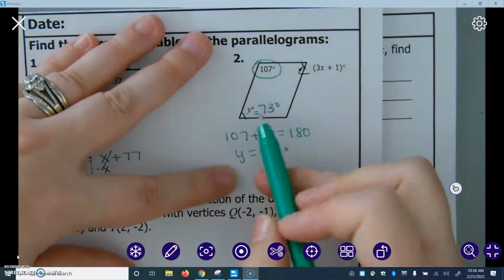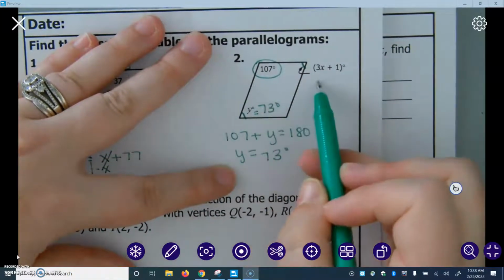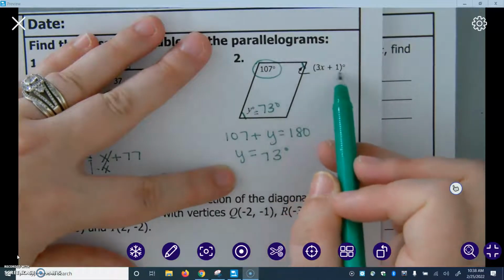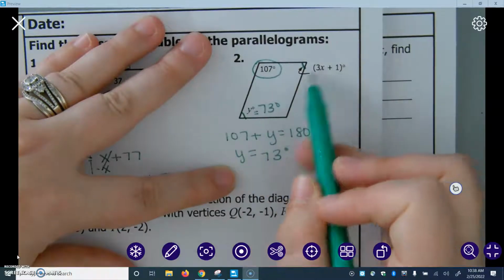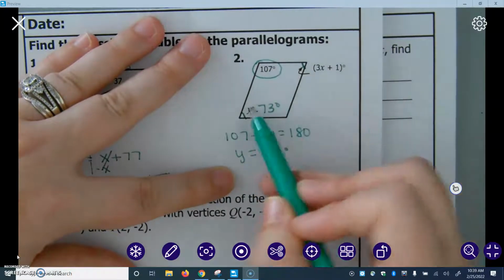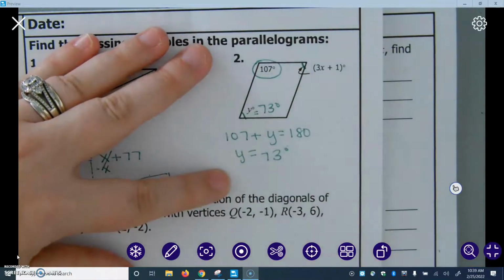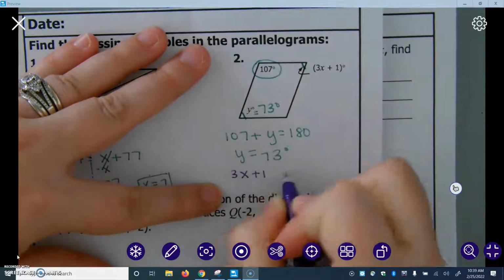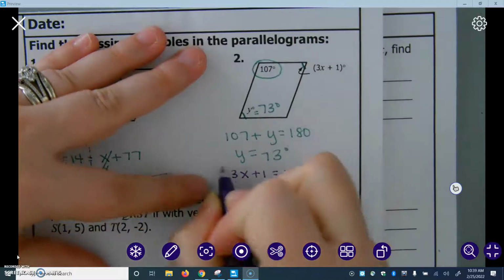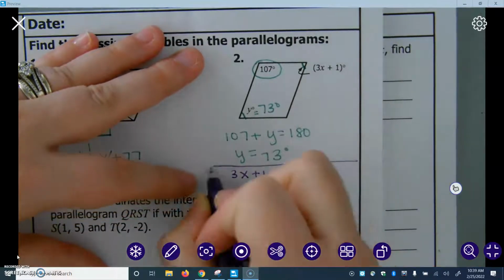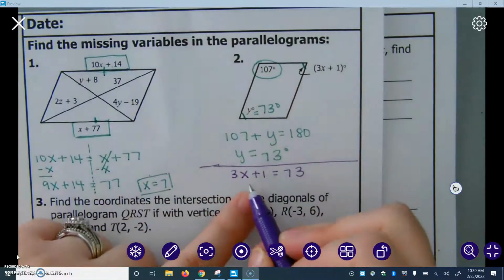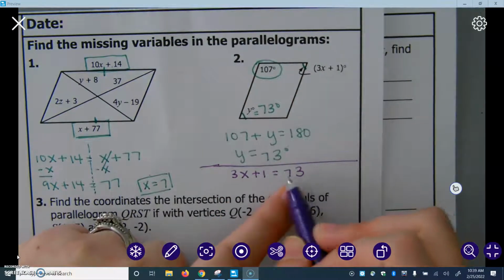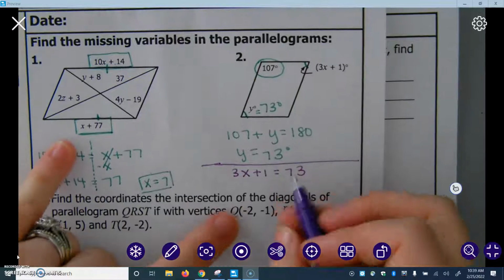So now that I have an answer, I can set up an equation to solve for x. 3x plus 1 equals 73. Those two are opposite, so they are the same. So 3x plus 1 equals 73. This is a new problem, so I'm just going to draw a little line. So you can y1, 3x plus 1, y2, 73, find where they intersect.